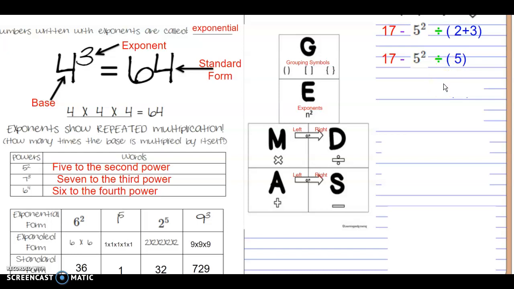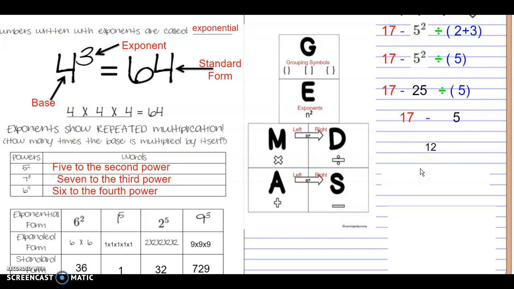Then we're going to evaluate our exponent, which is 5 to the 2nd power, which means 5 times 5. 5 times 5 is 25. So we have 17 minus 25 divided by 5. Our next step is to divide. So now we're going to divide 25 by 5, and that gives us 5. So now we have 17 minus 5. 17 minus 5 gives us the answer of 12. So our expression, when we evaluate it, gives us an answer of 12.